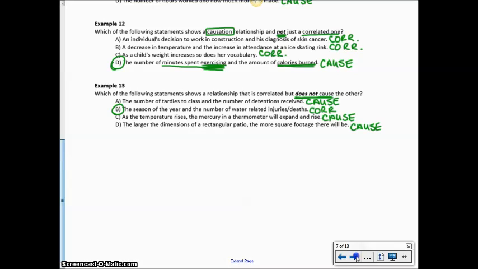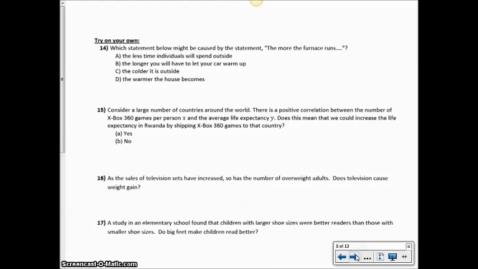Okay, so I want you to take just a minute and pause the video and do this whole entire page on your own. And then when you come back, we'll go over it.